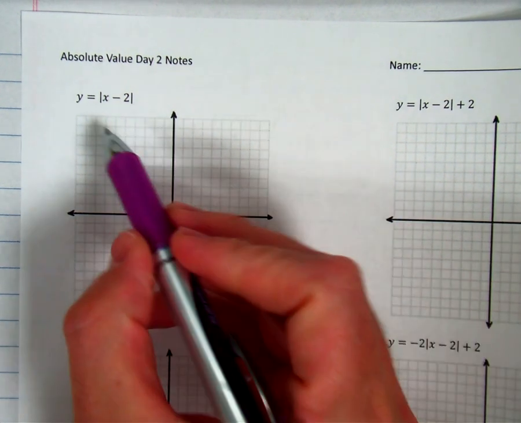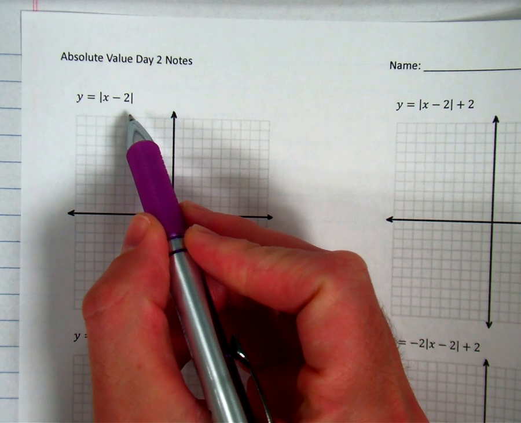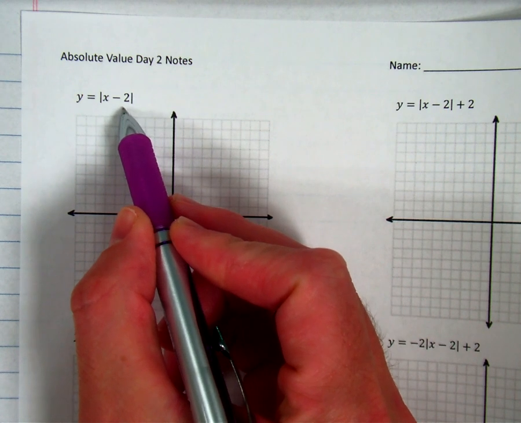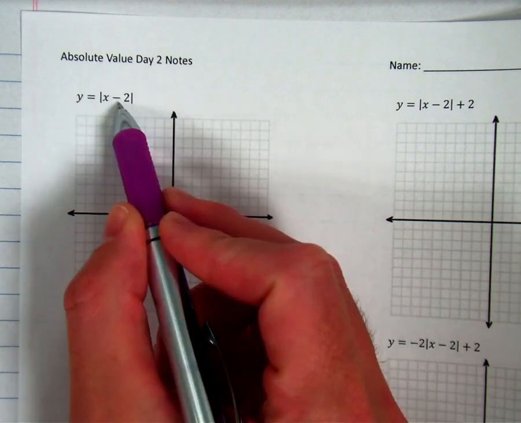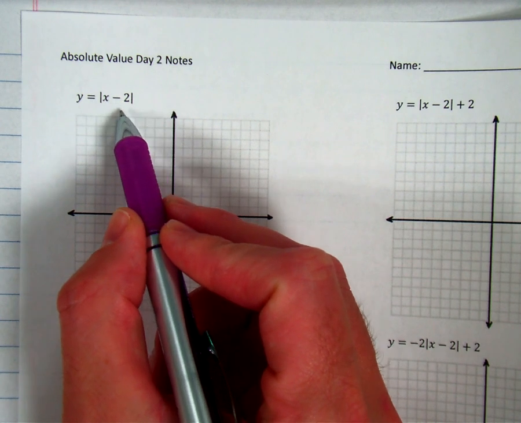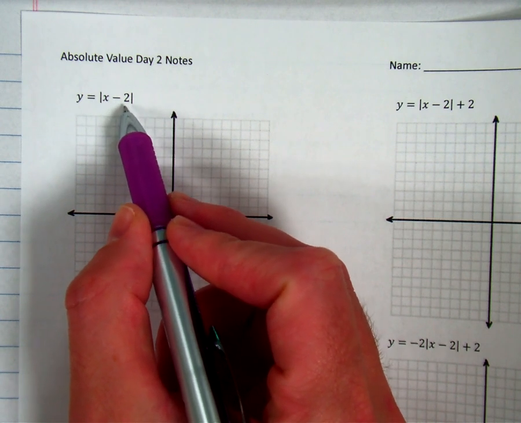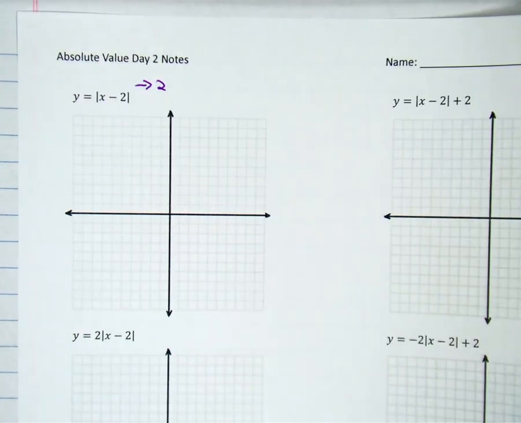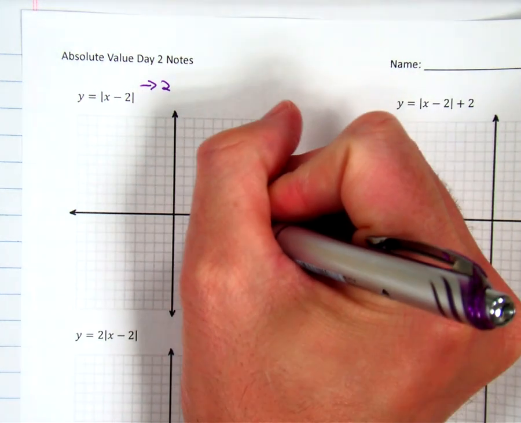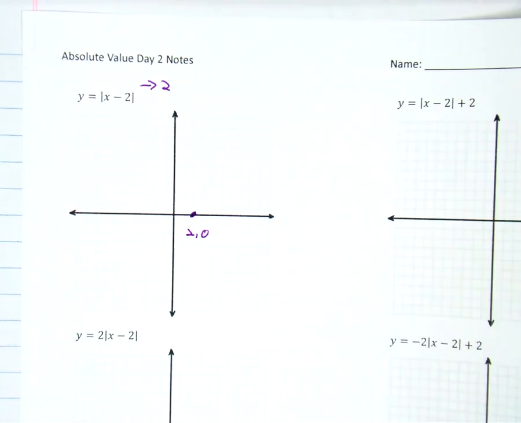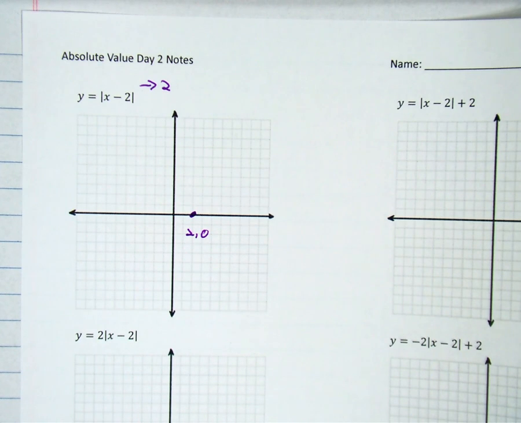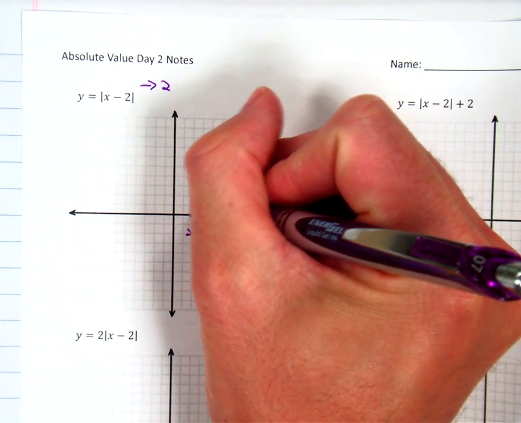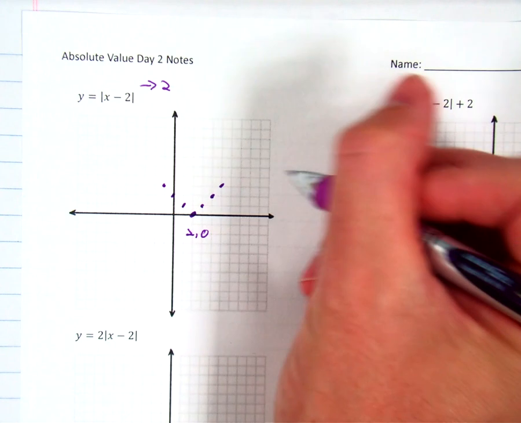Okay, so we have absolute value of x minus 2 inside the absolute value bars. Minus 2 on the inside is going to control left and right. And remember, inside is opposite of what your brain wants to think. Minus 2 is actually going to go to the right 2. So we're sliding to the right 2. We're here at 2, 0. We don't have any multiplier in the front, so we're going up and over by 1s. Up 1 over 1 both directions to make that V.